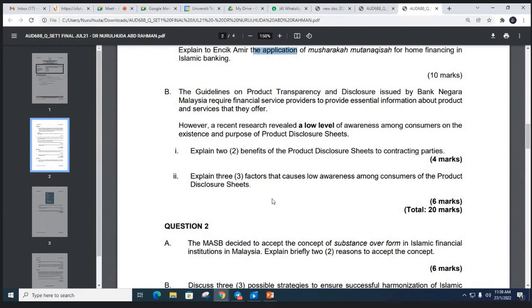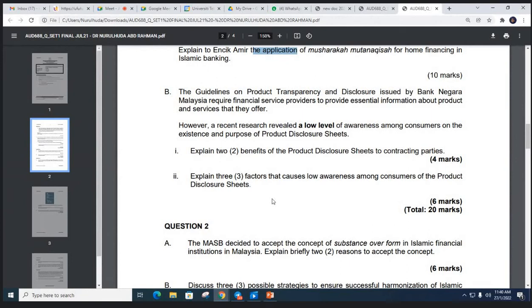The reason of low awareness for the consumer about the product disclosure sheet is because the consumer or the customer are in rushing to enter the contract offered by the bank. Apa dia? Point apa? I dah miss satu kataan tu. The customer are in rushing to get, dia focus on getting approval je, without knowing the product disclosure sheet. Without any concerns on product disclosure sheet. Okay. For them, it is very important to get approval of their application.